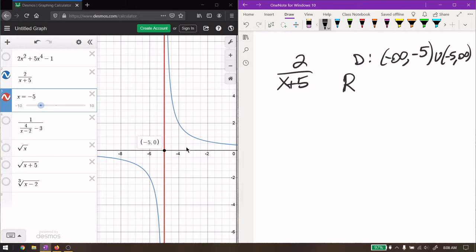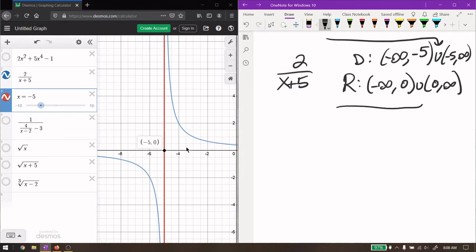The range goes from negative infinity to 0, union with 0 to infinity. So the only thing that's removed from the domain is this negative 5 value. The only thing removed from the range is the 0 value.